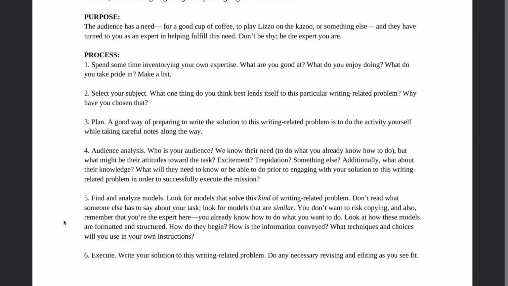I don't want you to copy anyone else's work. I want you to feel confident that you are an expert and use your own words. Instead, what you're doing when you're looking up models is looking for how people convey information. How do they talk about it? How do they start talking about it? How do they introduce the task? What sorts of techniques or choices do they make that you might use in your instructions? And don't just look at their word choice, look at how they format their instructions as well.